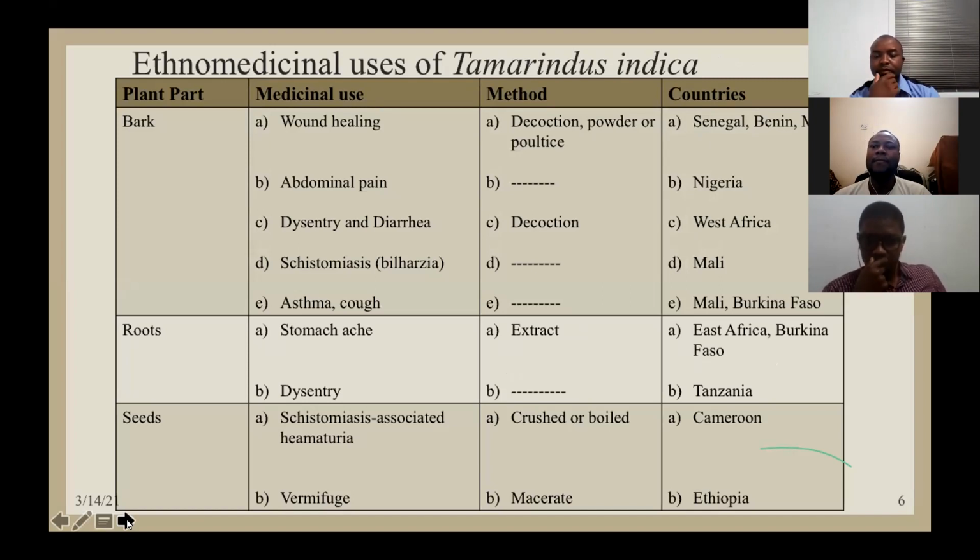The roots are used in the treatment of stomach cramps and dysentery. The seeds are used to treat hematuria, which is associated with schistosomiasis, and also as a worm expellent, that is, a vermifuge. Now let me take you through the scientifically validated activities of T. indica.